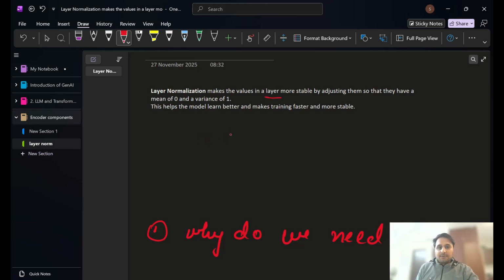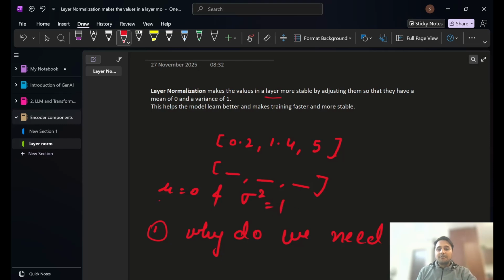Okay, so let's suppose we have a vector 0.2, 1.4 and 5. After normalization we will get an output vector that has mean equal to 0 and variance equal to 1. We use the notation mu for mean and sigma squared for variance. So that is layer normalization in our case, as we are learning neural networks.